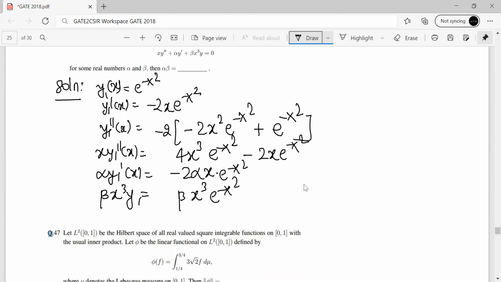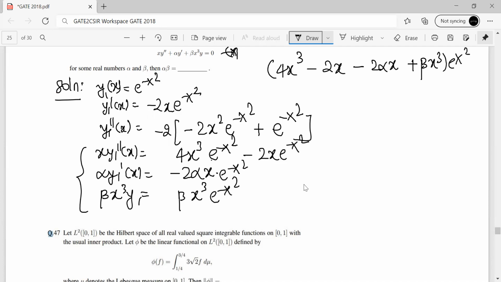Now just add these three, because I need to substitute in this formula to get alpha and beta. Can I take e power minus x square common first, because it is there in everyone. So it will be 4x cube minus 2x minus 2 alpha x plus beta x cube, into e power minus x square, equal to 0.